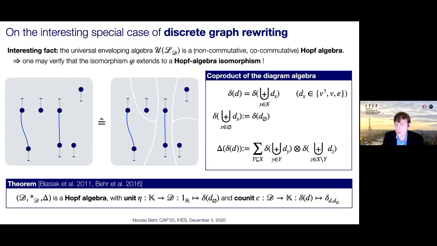It's just to make this formula more consistent, more notationally nice. And now the coproduct is just the sum of all ways to partition parts of the diagram into the left tensor factor and parts of the diagram into the right tensor factor. Now, this definition gives you indeed a coproduct. And indeed, the isomorphism I showed before extends to a Hopf algebra isomorphism. So you can indeed define a Hopf algebra structure on these diagrams.